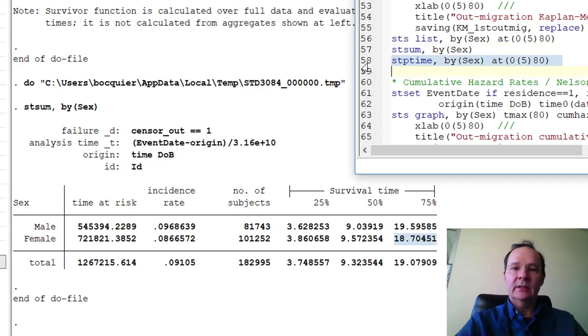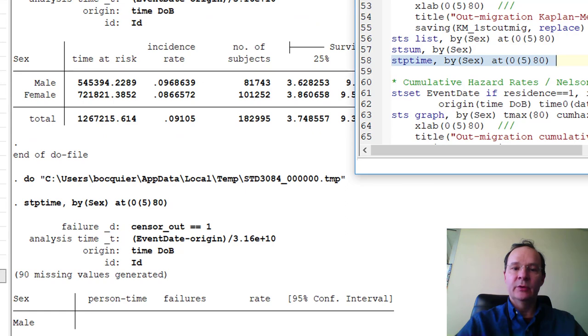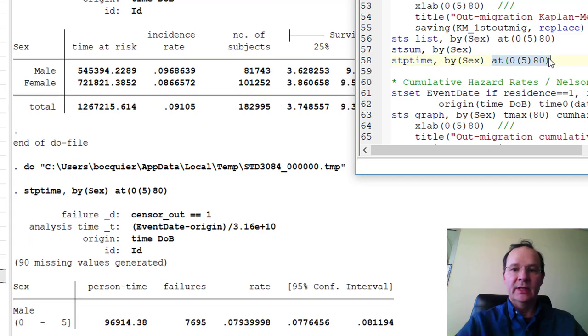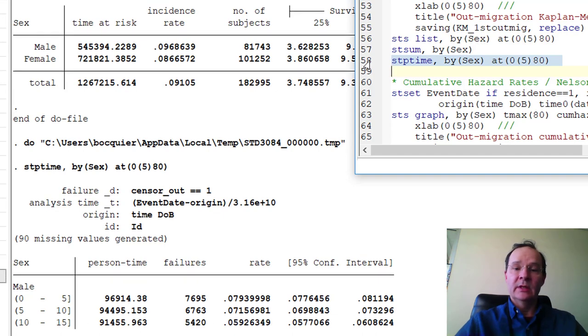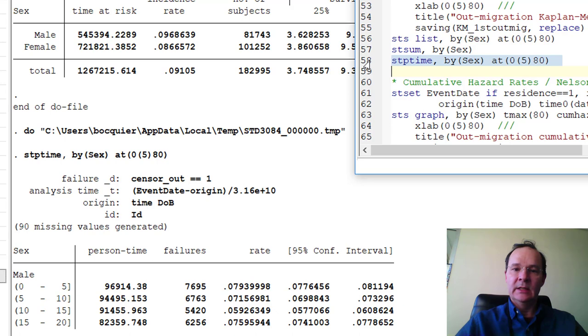Another way to look at descriptive statistics for non-repeatable events is with STP time. STP time will give you rates and not probabilities. The rates will be computed by age group as shown in this option here, so this will be produced by 5-year age group. The table of rates will display the person years at risk as well as the number of events, and of course the rate with the 95% confidence interval. This is quite computer intensive, so you have to be patient before getting an output.